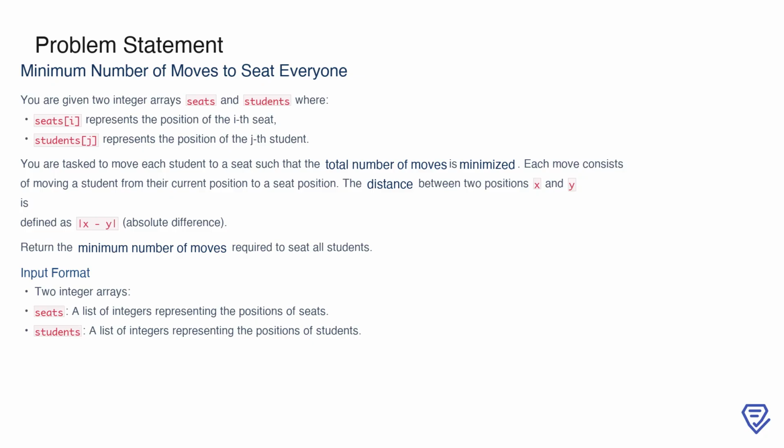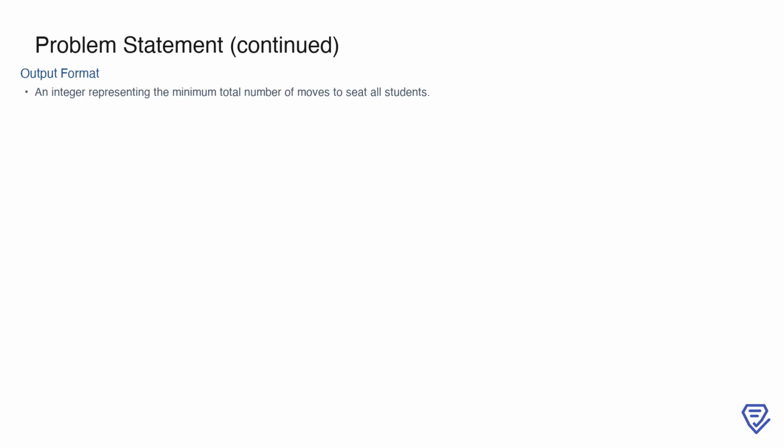all students. You're provided with two integer arrays, seats and students. Each element in the seats array represents the position of a specific seat, while each element in the students array represents the position of a student. The goal is to move each student to a seat in such a way that the total number of moves is minimized. A single move consists of relocating a student from their current position to a seat position, and the distance between any two positions is defined as the absolute difference, |x - y|. Finally, the output should be the minimum total number of moves needed to achieve this arrangement.